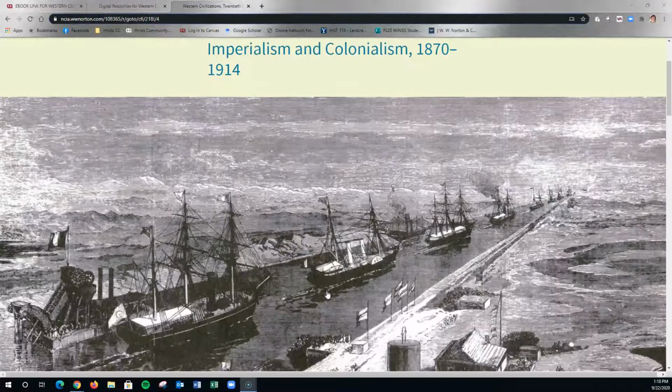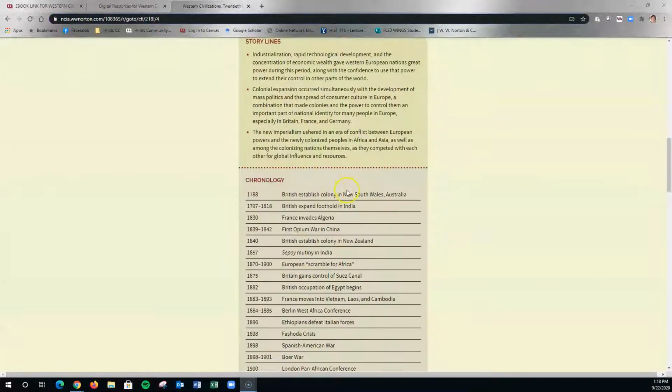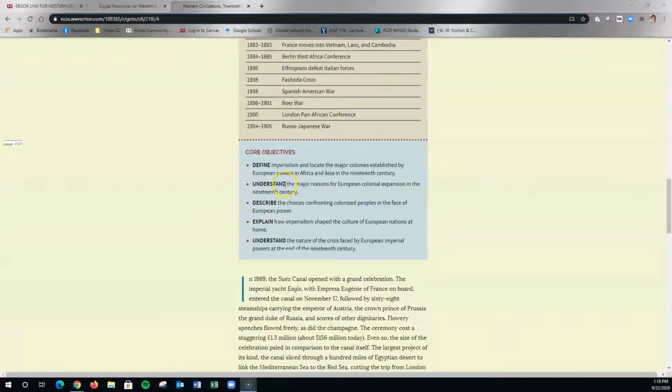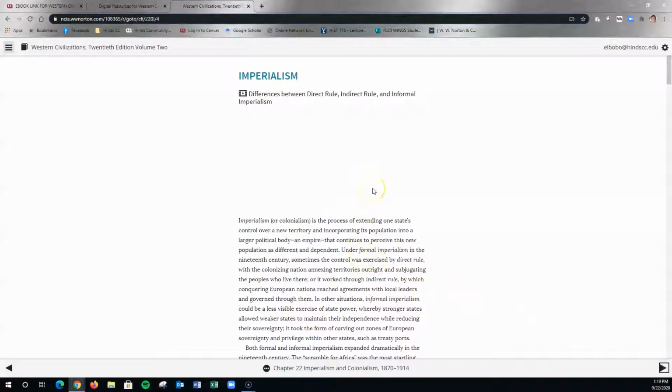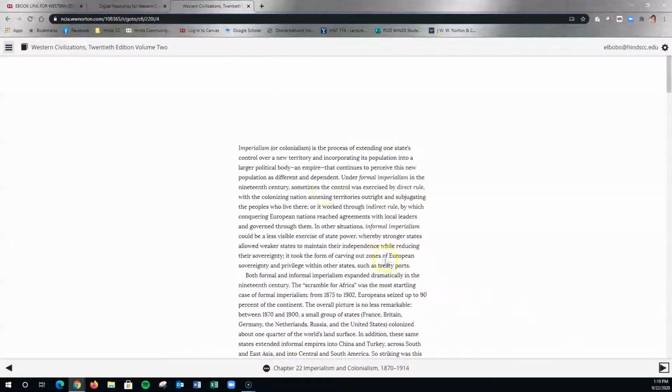One of the first things that the textbook is going to take a look at, after you look through this introductory material and the core objectives, is that we're going to scroll on down, and the first part of the chapter talks about what imperialism is. You can watch the video to make sure that you understand what imperialism is. There are really a couple of different kinds of imperialism.